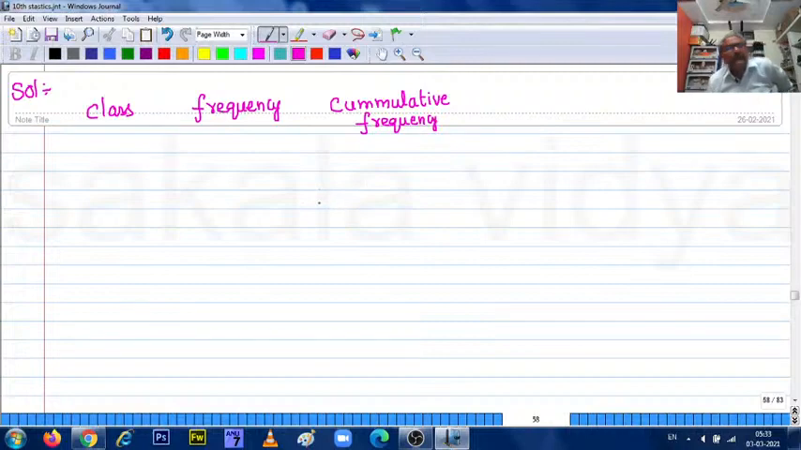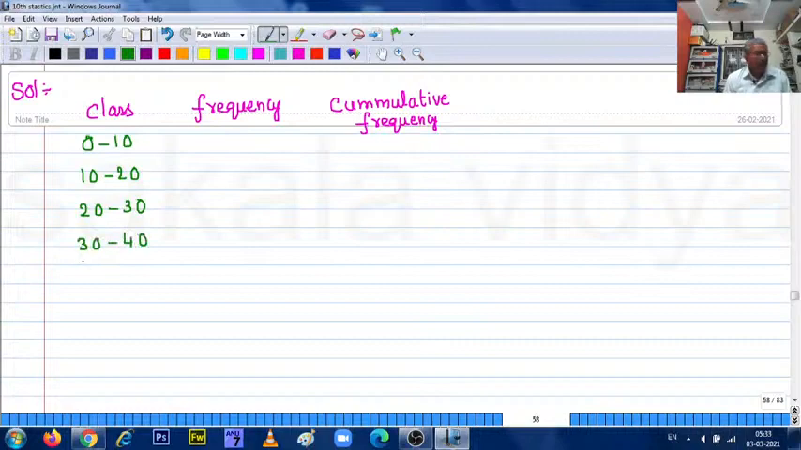Cumulative frequency, right. Let us write here the class intervals: 0 to 10, 10 to 20, 20 to 30, 30 to 40, 40 to 50, 50 to 60.